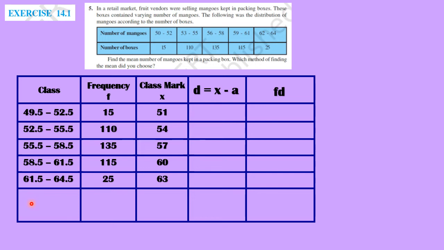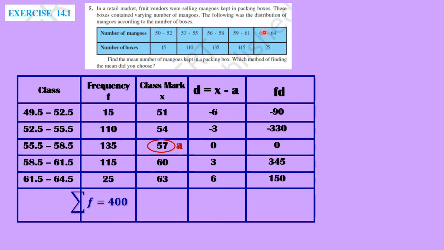Now which will be the assumed mean here? Yes, it is 57. So next we need to find the difference x minus a. So 51 minus 57, then 54 minus 57, 57 minus 57, 60 minus 57, 63 minus 57. Then find FD. That is 15 into minus 6, 110 into minus 3, 135 into 0, 115 into 3, 25 into 6. Now we need to find the sum.